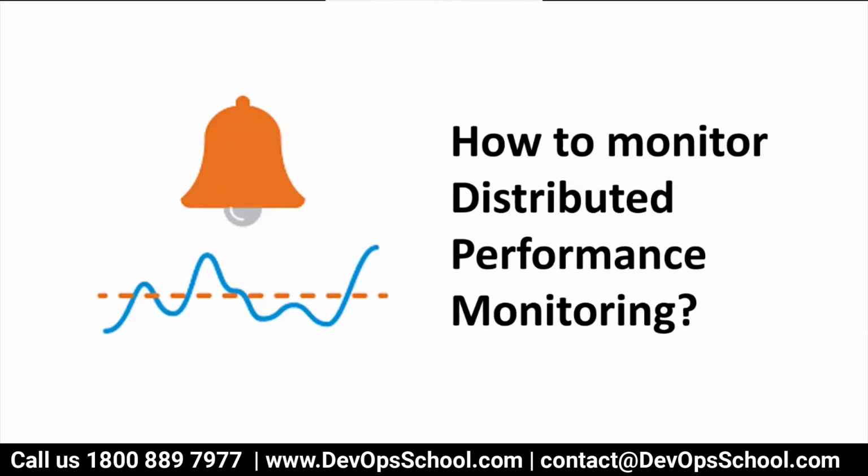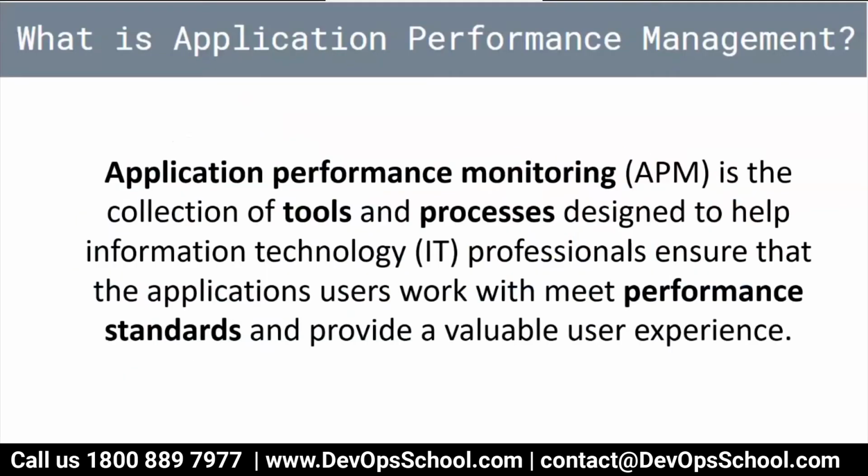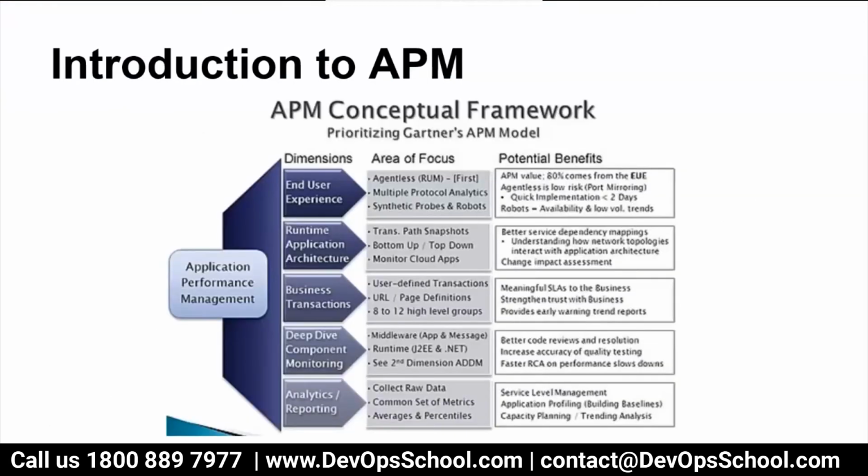So how do you monitor this performance? This process we call APM, application performance monitoring. It is the process which helps you to manage and measure the performance of your application with the help of multiple tools and processes. As part of APM, you'll have multiple tools and multiple processes. One of the tools which I'll teach you is Datadog.